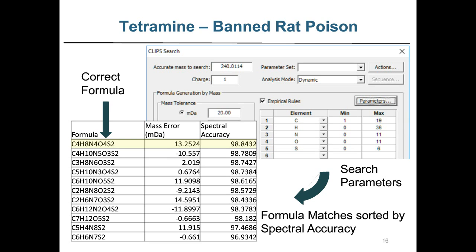So what we can do is sort the list of formulas found in that mass window by spectral accuracy. The ones that percolate to the top are the most likely candidates based upon their spectral accuracy. So what we're doing here is using both mass accuracy and spectral accuracy to whittle down our unknown formula ID choices.